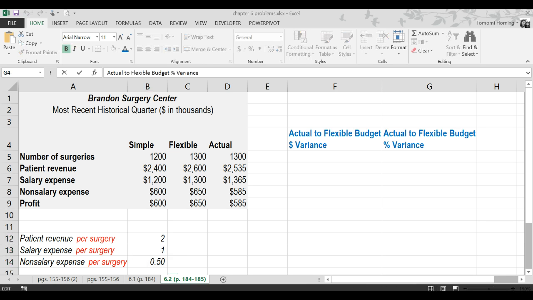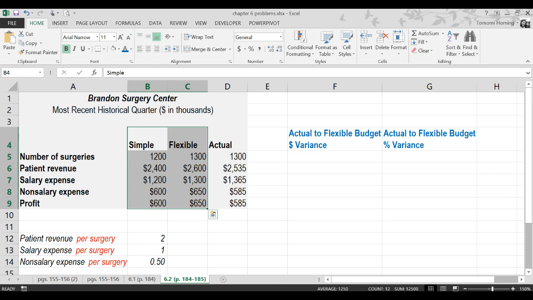So keep in mind, everything that we just calculated here is really understanding how the flexible budget is created by understanding the relationships. But these are still budgeted figures. These are not actual performance numbers. This is just how we plan or make a financial plan around the performance of the organization for Brandon Surgery Center.